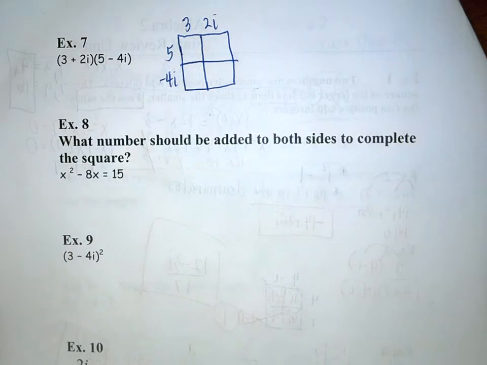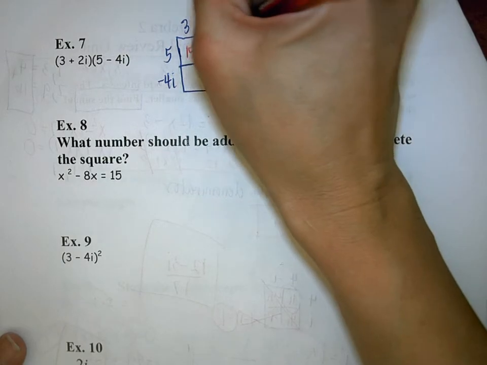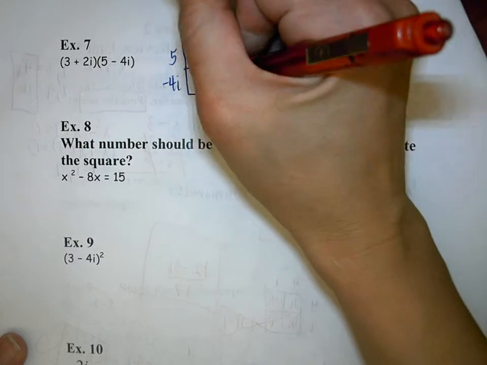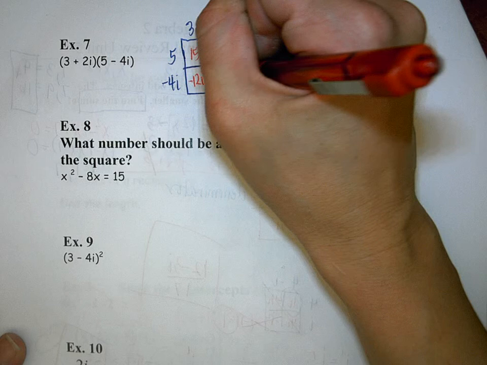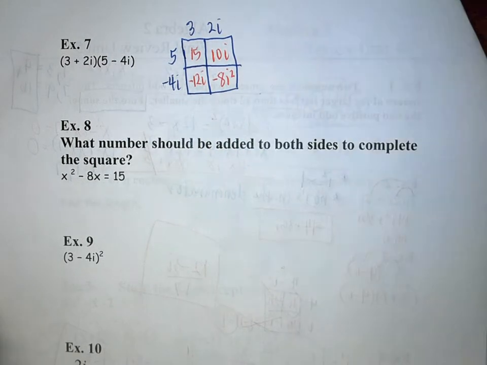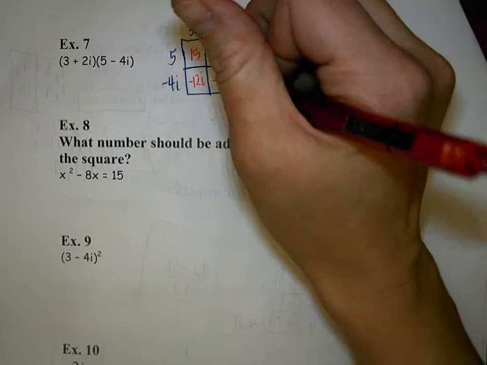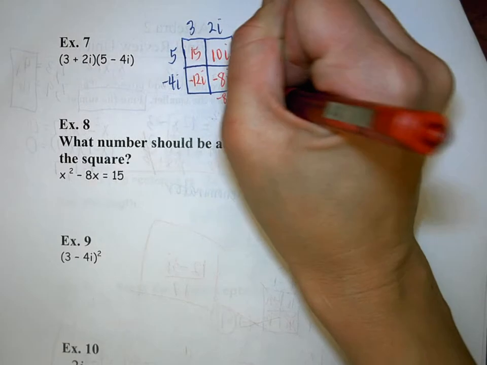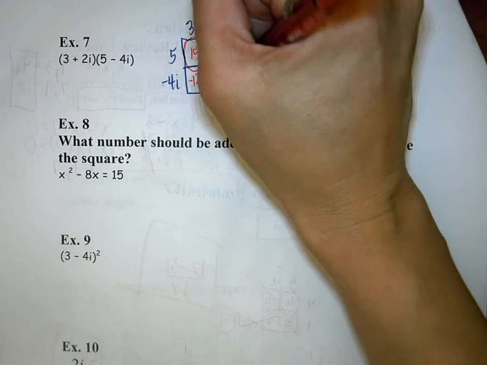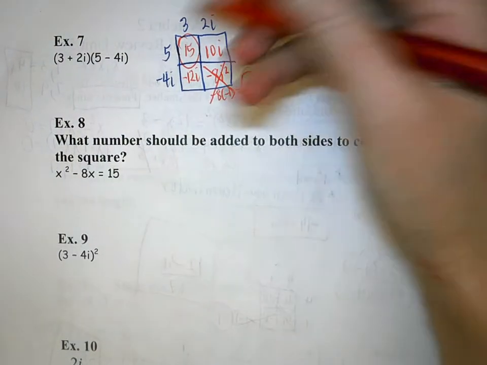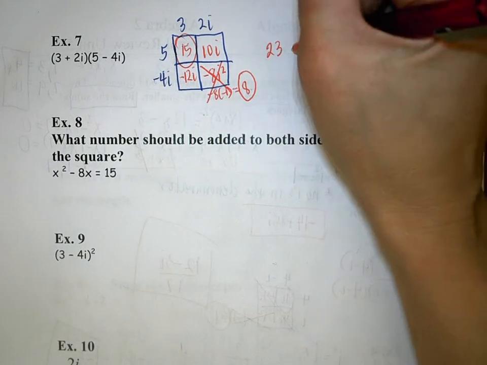When I multiply here, 5 times 3 is 15. 5 times 2i is 10i. Negative 4i times 3 is negative 12i. And negative 4i times 2i is negative 8i squared. But i squared is really negative 1. So negative 8 times negative 1 ends up making a positive 8. So I have an 8 and a 15. That adds together to make 23. And 10i and negative 12i makes a negative 2i.